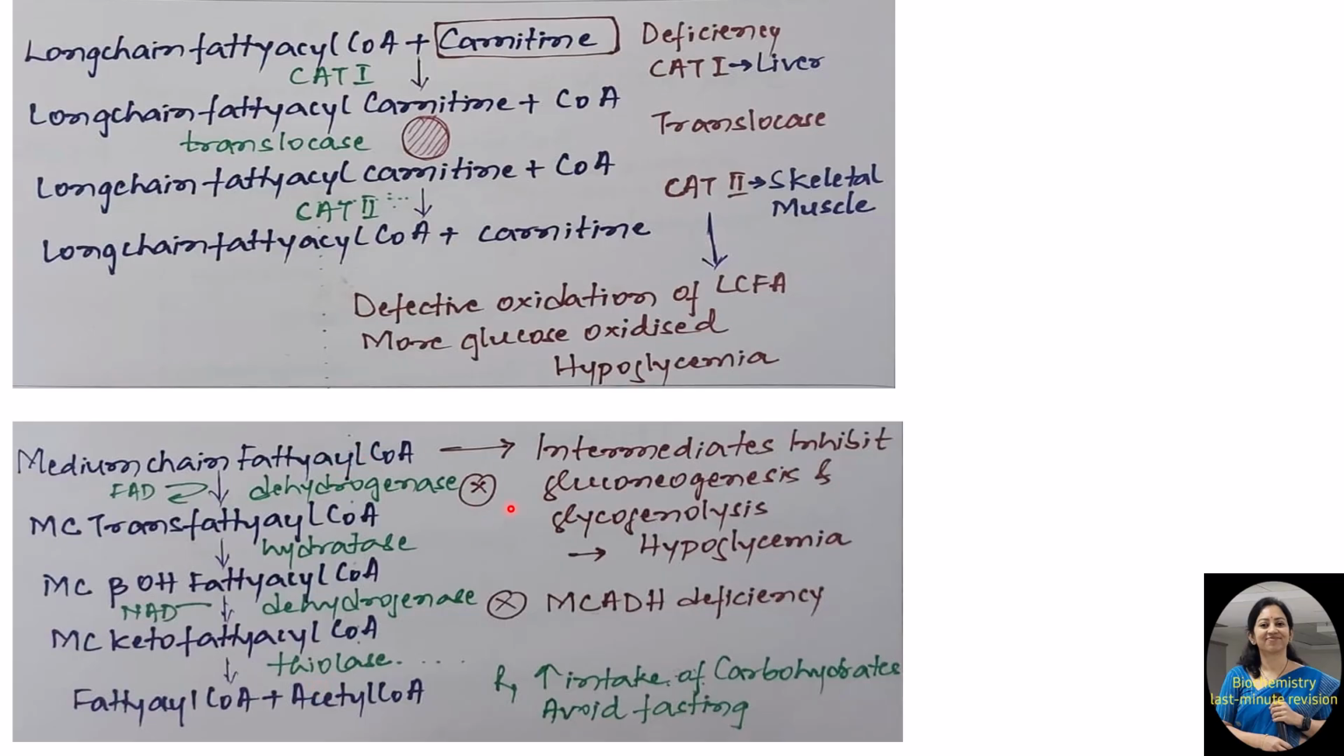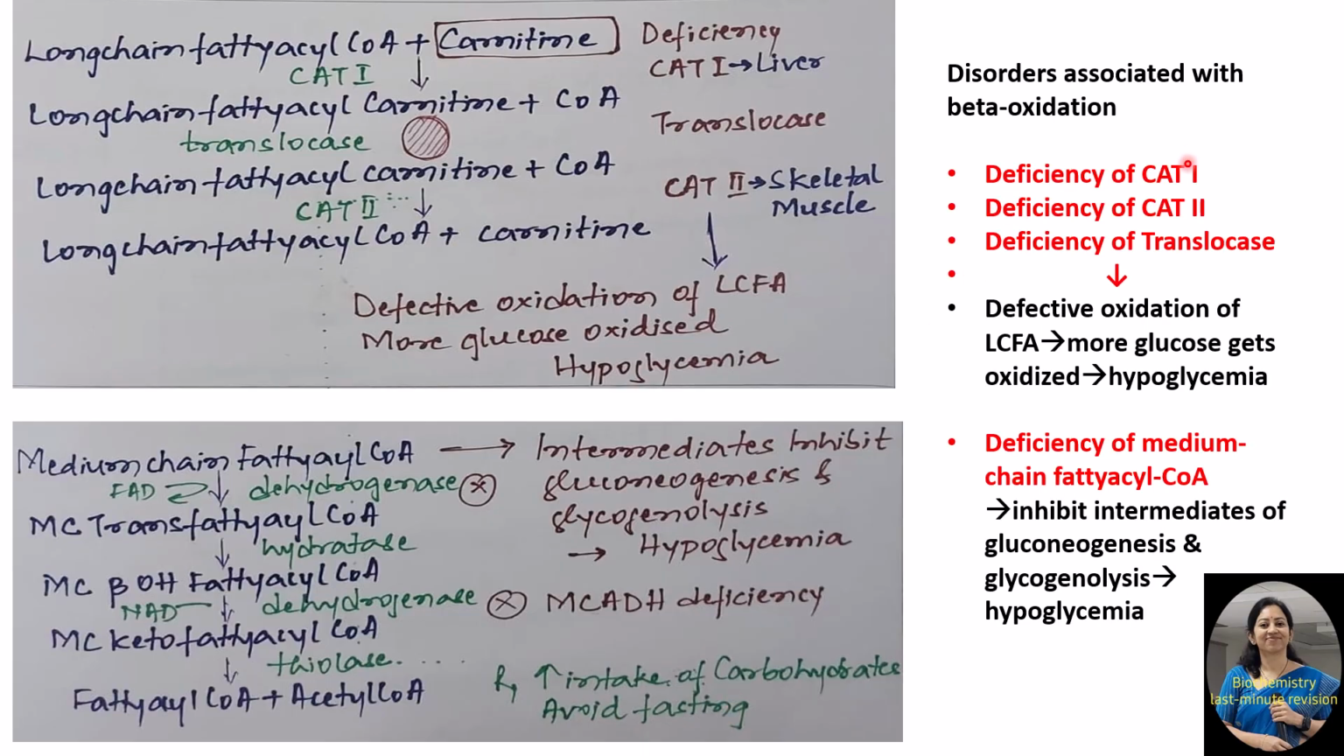In some individuals, this enzyme can be deficient: the FAD dependent dehydrogenation, oxidation of medium chain fatty acyl CoA. What happens is that this intermediate, medium chain fatty acyl CoA, gets accumulated, and this can inhibit the intermediates of gluconeogenesis and glycogenolysis. The end product of gluconeogenesis and glycogenolysis is glucose. When these two pathways are inhibited, the individual suffers from hypoglycemia. The only treatment aspect is increased intake of carbohydrate, and these individuals need to avoid fasting.